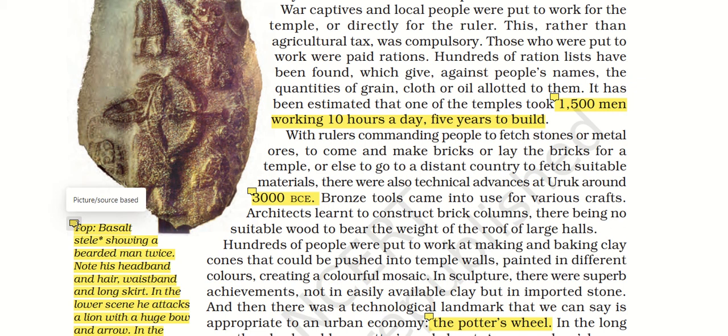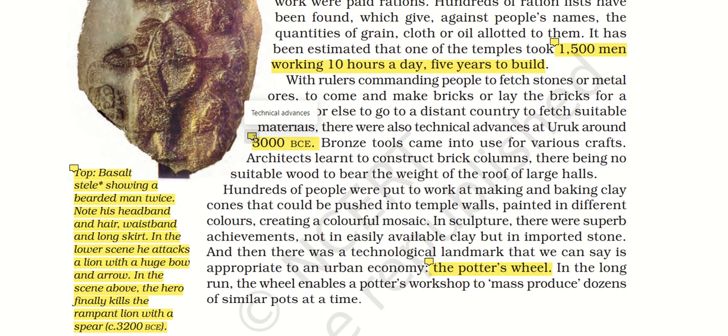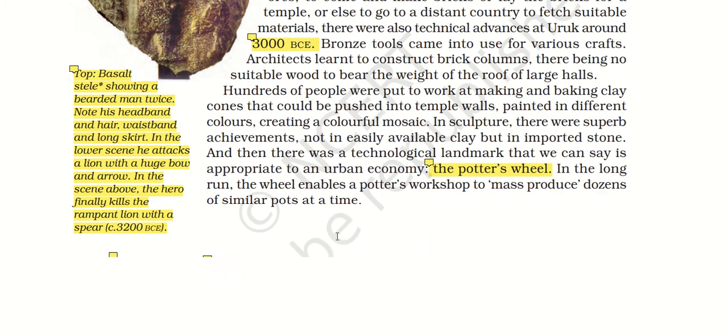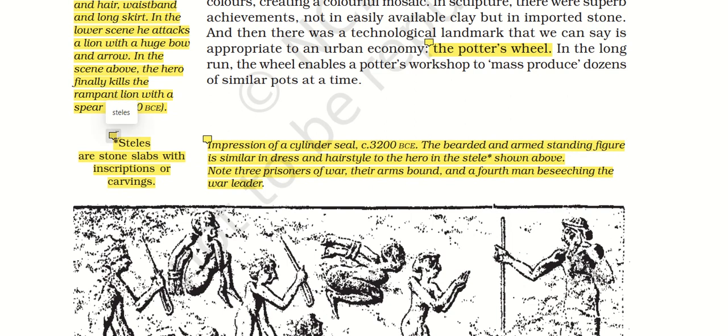You have a picture. This is a stele which showed a bearded man. Okay, so this is a stele, and a little later you'll see what a stele is. When were technical advances happening at Uruk? In 3000 BCE. What was the most important technological advancement or landmark? It was the potter's wheel. Here are steles. What are these steles? These are stone slabs with inscriptions or carvings.